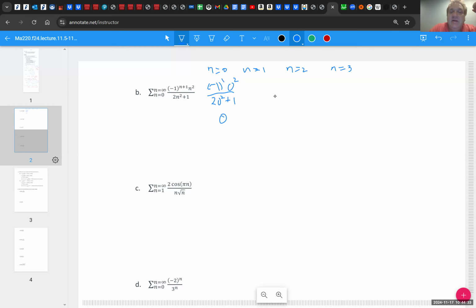N equals 1, we have -1 to the 1 plus 1, which is -1 squared. Then we have 1 squared, and on the bottom, we have 2 times 1 squared plus 1. -1 squared is +1 times +1, so we have a 1 on top. 2 times 1 squared is 2 plus 1 is 3 on the bottom. So we have 1/3 as the n equals 1 term. N equals 2, I'll just do this real quickly.